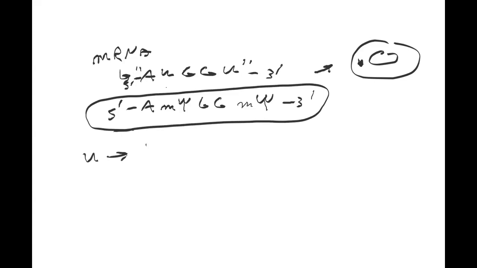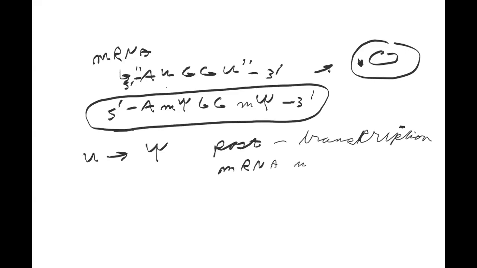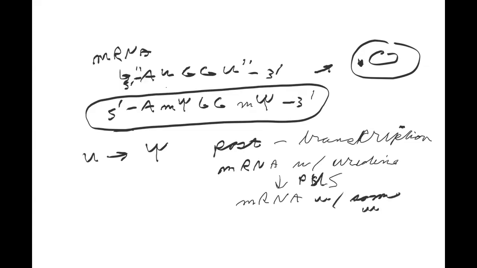And we convert it to pseudouridine. This is all post-transcription, meaning messenger RNA with uridine, and then messenger RNA converted through the PUS, right? Then with some pseudouridine, right? Some pseudouridine. Okay. Because of the topology, depending on what type of enzyme you're using, that's the PUS. Okay. And that was all described in the last video.